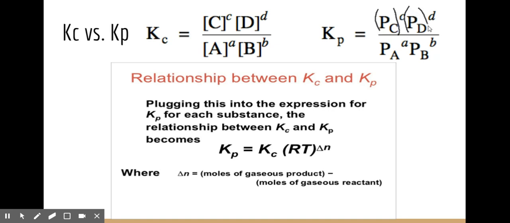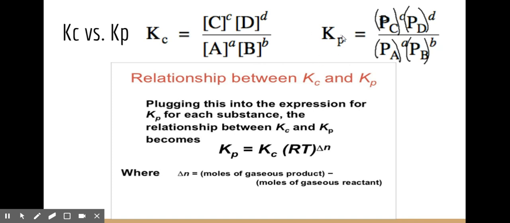And I've talked to AP readers, they are very picky about this. So you have to use parentheses. You also have to denote pressure because that's what KP is all about. It's about pressures. So what I plug in for KC is molarities. What I plug into KP is atmospheres, atm. Okay, so I have to have the parentheses and the uppercase P to denote that I'm working with pressure there. But other than that, you write your KP and KC expression the exact same way.